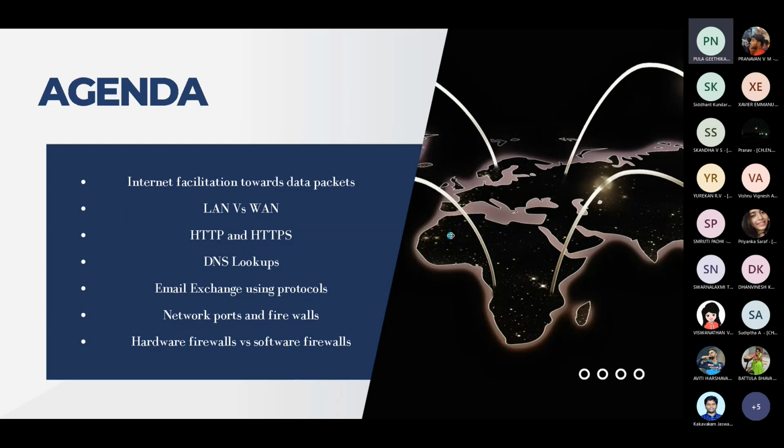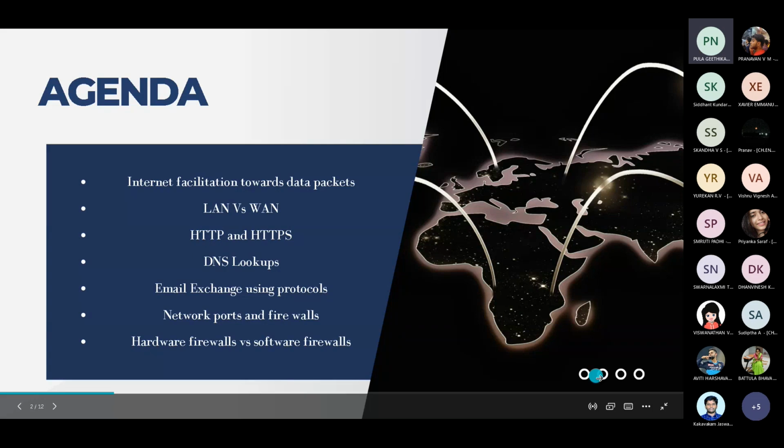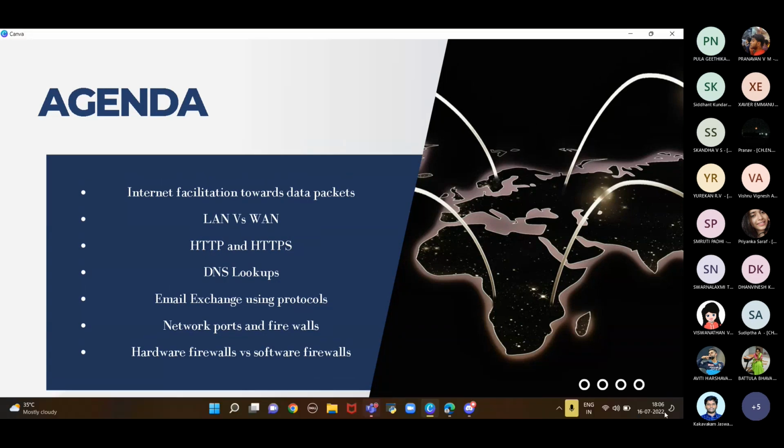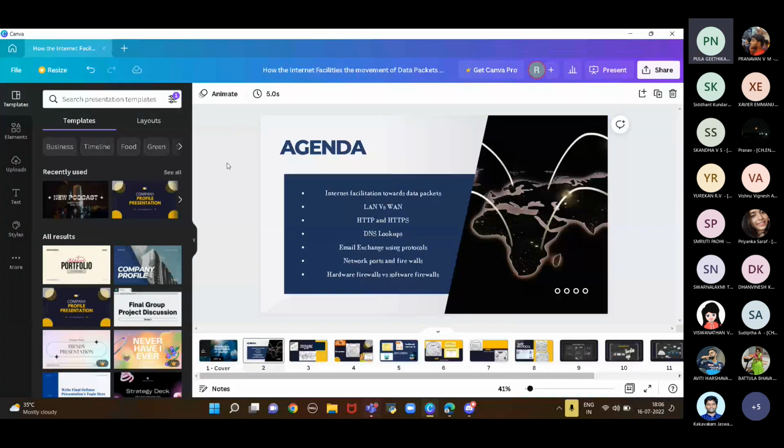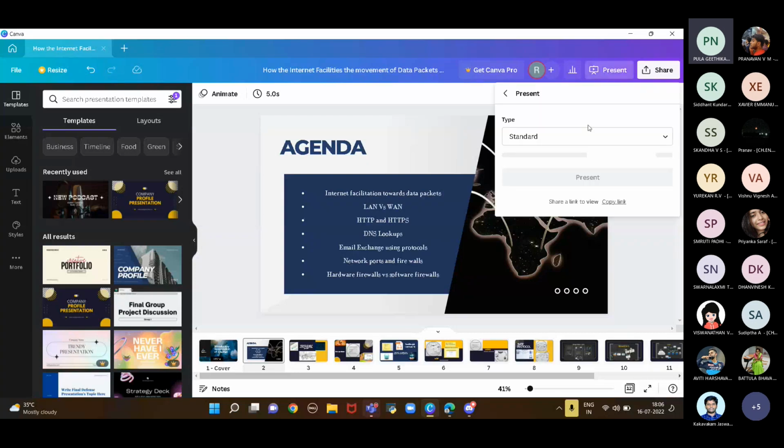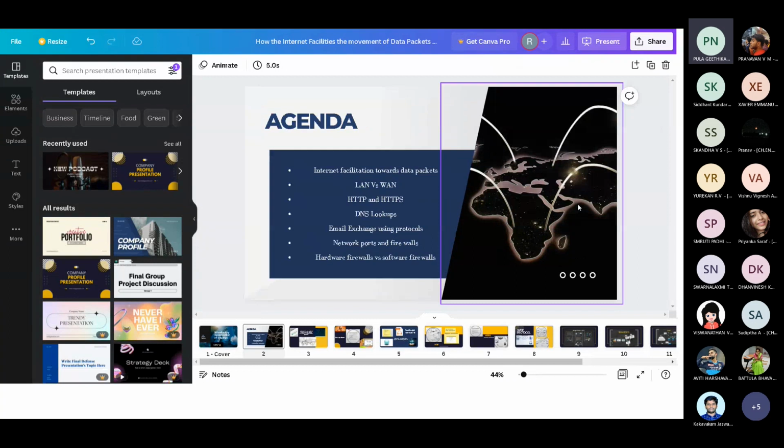Firstly, I'll be discussing how the Internet facilitates the movement of data packets, and protocol, followed by how DNS lookups work, and then how email exchange works using SMTP and IMAP, followed by how network ports and firewalls work, and finally differences between hardware firewalls and software firewalls.